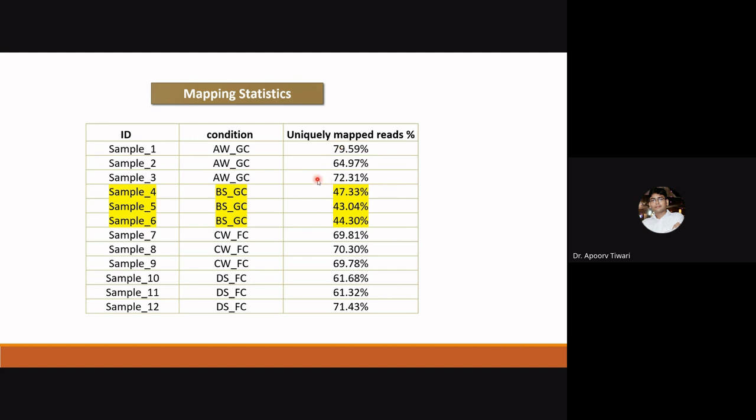And if it is a lower percentage, then we should go back, sequence the sample again, and go for mapping analysis.